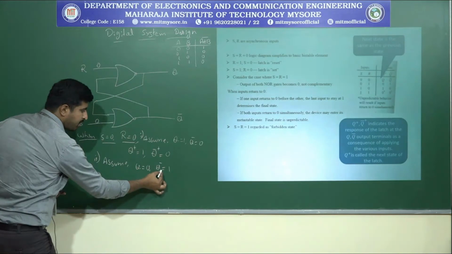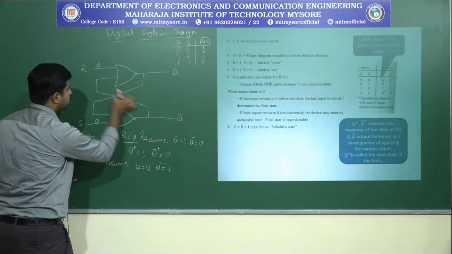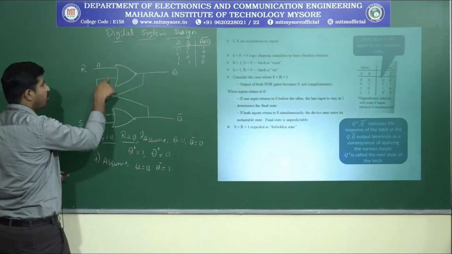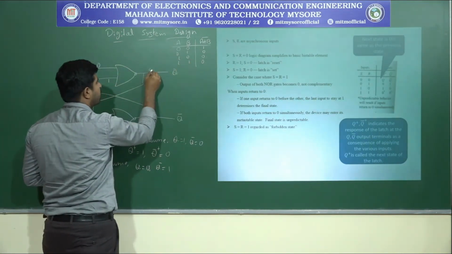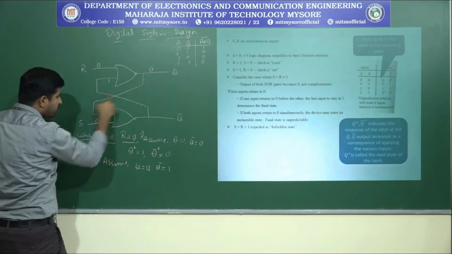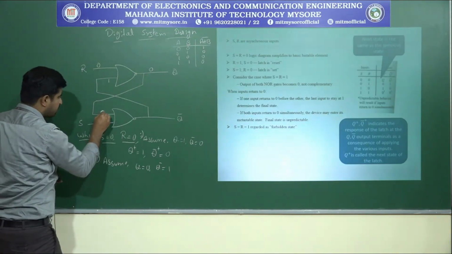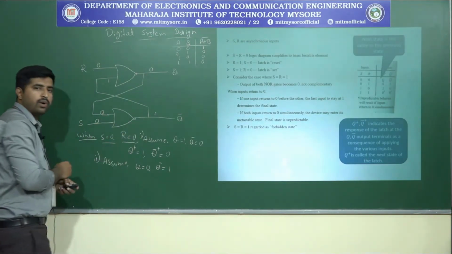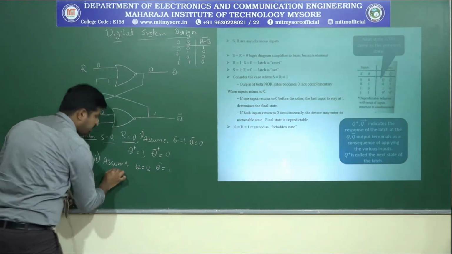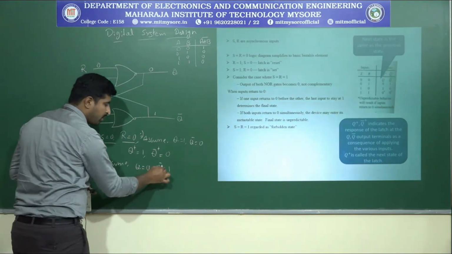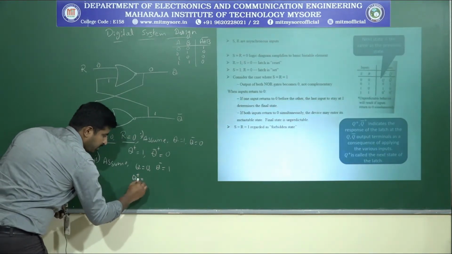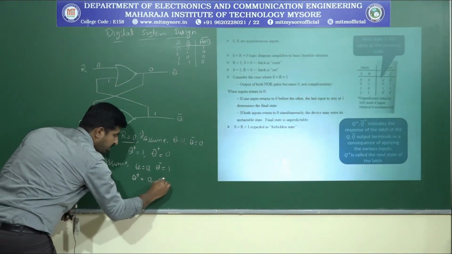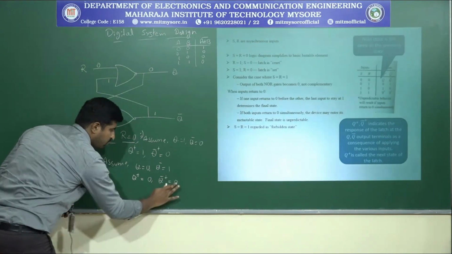Now what is the previous Q bar? That is equal to 1. So we are giving 1 here. So 0 plus 1, we are going to get the output 0, and this 0 will come here. 0 0 will give the 1. So when we assume Q equals 0 and Q bar equals 1, the next output Q plus will be 0 and Q bar plus will be equal to 1.